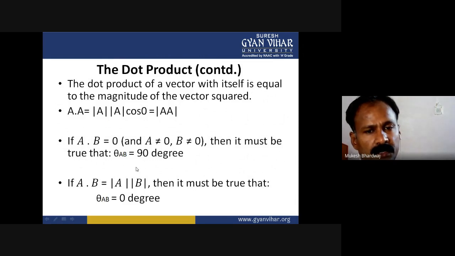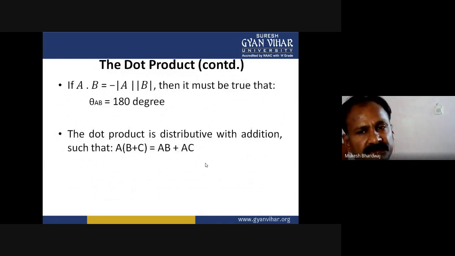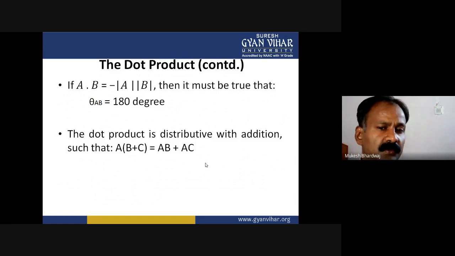If A dot B is equal to 0 and A is not equal to 0 and B is not equal to 0, then it must be true that theta AB, that is the angle between these two vectors, is 90 degrees. If A dot B is equal to mod A mod B, then it must be true that theta AB equals 0 degrees. If A dot B is equal to minus mod A mod B, then it must be true that theta equals 180 degrees. The dot product is distributive with addition, such that A dot (B plus C) is equal to A dot B plus A dot C.